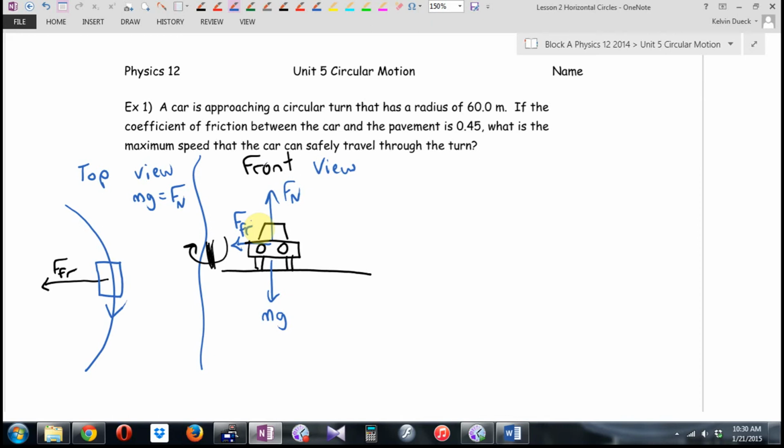Here's what I want you to realize. Vertically, all the forces are balanced. What's my only unbalanced force? What path am I tracing out? You're moving in a circle, FC.